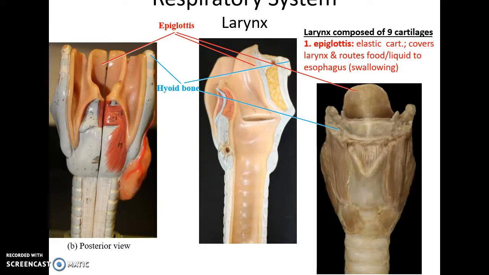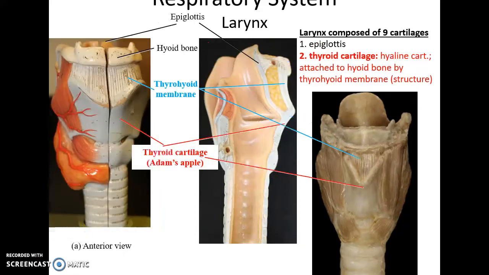Here is the larynx from a cadaver as well as the larynx from our model. As you can see, it includes the epiglottis. This epiglottis, or leaf-like piece of elastic cartilage, will cover the larynx when you are swallowing to route food and liquid to the esophagus. So it has the important job of not letting food and liquid go into the larynx.